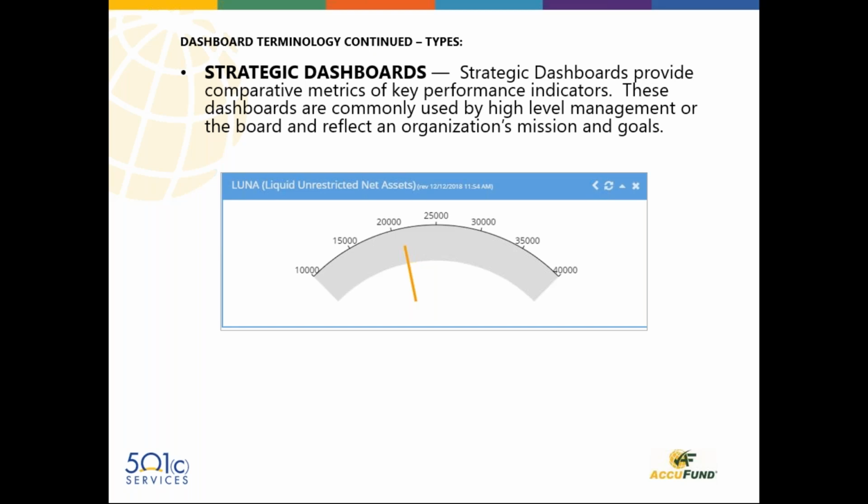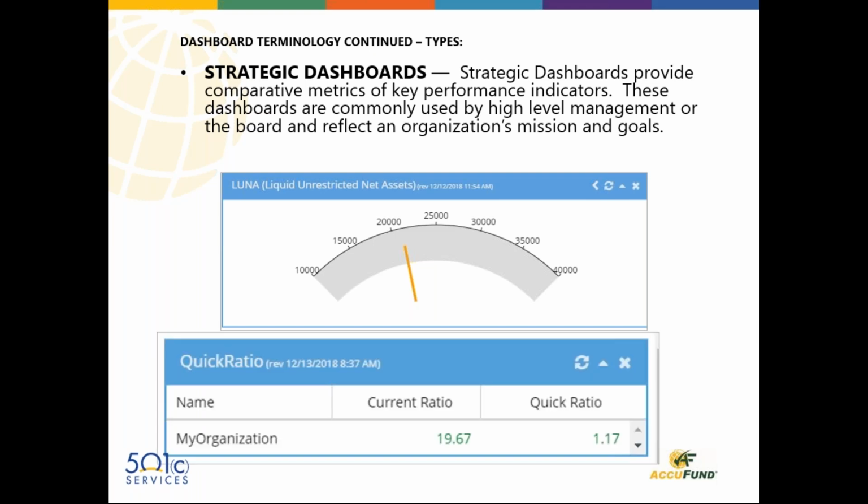So it's useful to have a gauge that tells you where you want to be. That's a good sample of a gauge. Maybe they want to be at 40,000 and they're at 20,000 here. So 20 looks like 21 to me. So that's what liquid unrestricted net assets is.